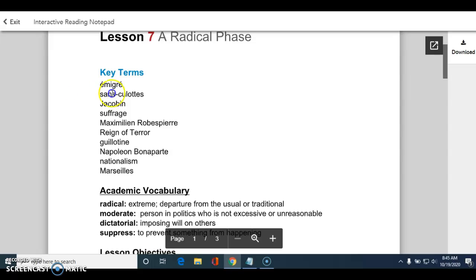These are your vocabulary terms for the week. And they are due on Thursday. So they are émigré, sans-culottes, Jacobin, suffrage, Maximilien Robespierre, reign of terror, guillotine, Napoleon Bonaparte, nationalism, and Marseillaise. So those are the vocabulary that you'll have to learn, and these are terms that we'll be using throughout: radical, moderate, dictatorial, and suppress, and the definitions are given.